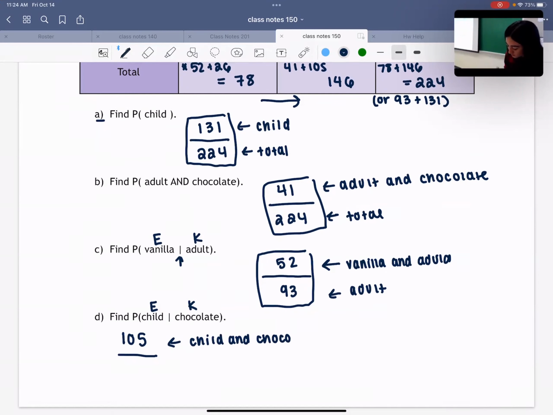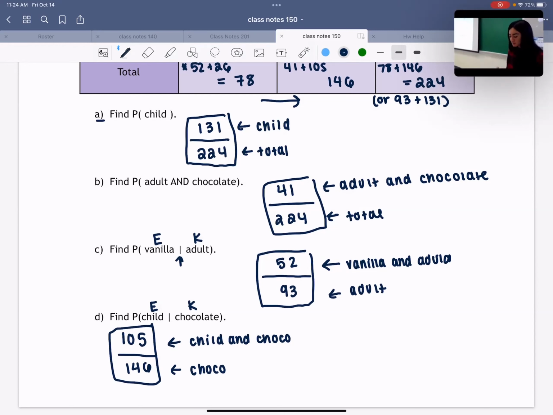Okay, well, what are we having on the bottom? That's not quite 131. I know it's hard to look at. Is it 146? Yeah, because chocolate is on the bottom. So the one on the right goes on the bottom. We're getting there. Okay, before I go to the next page, I want to talk about one thing about conditional probability.